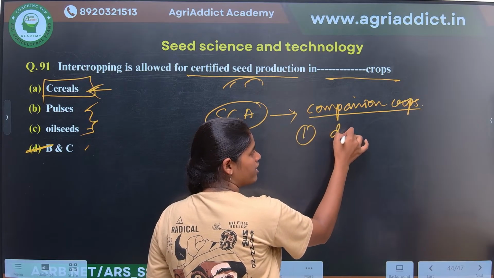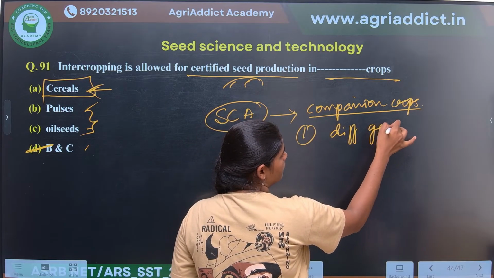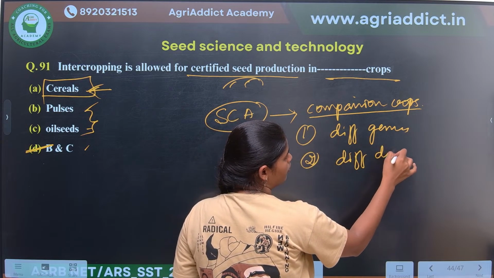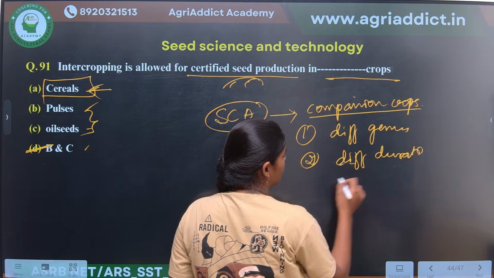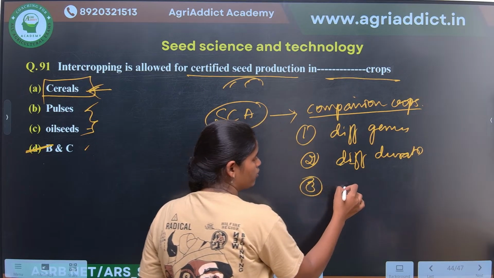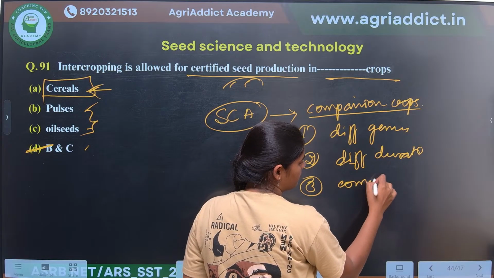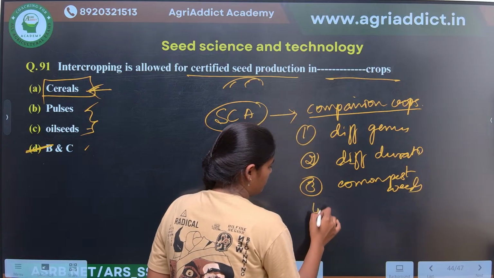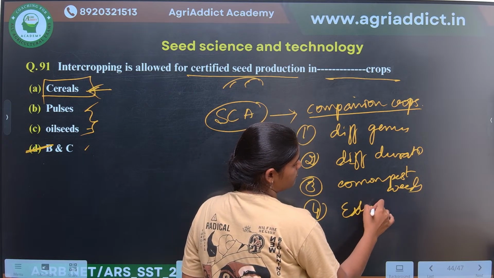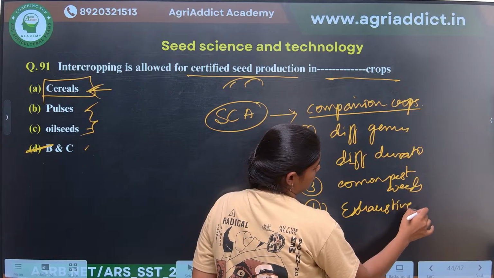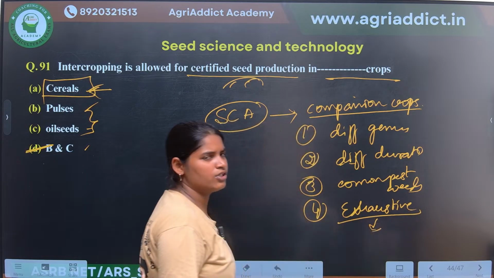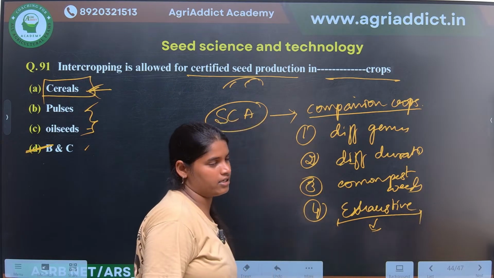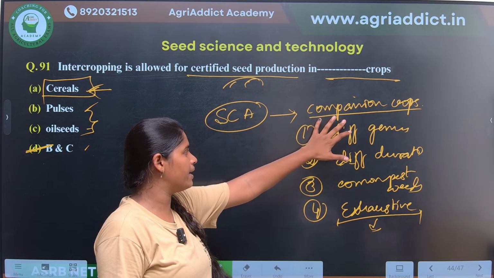Those should be of a different genus, preferably of different duration. Growth duration should be entirely different from the main crop. Also, it should not have any common pests, common weeds, and they should not be exhaustive crops. They should not need too many nutrients and minerals. So these are the characters or conditions to choose a companion crop.